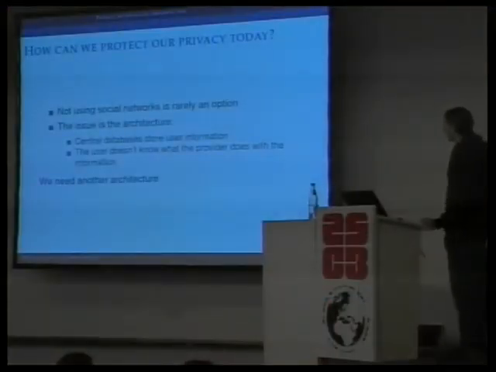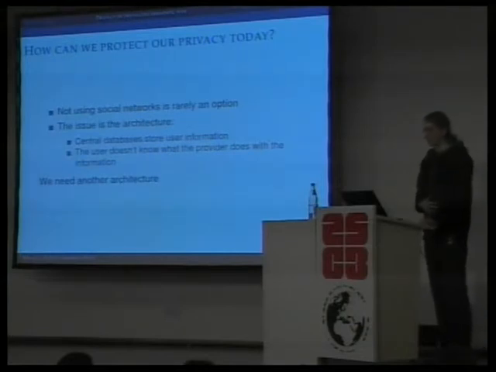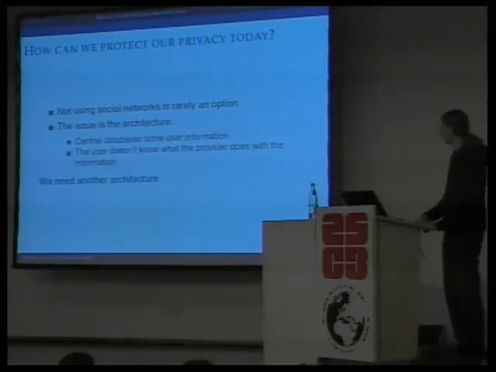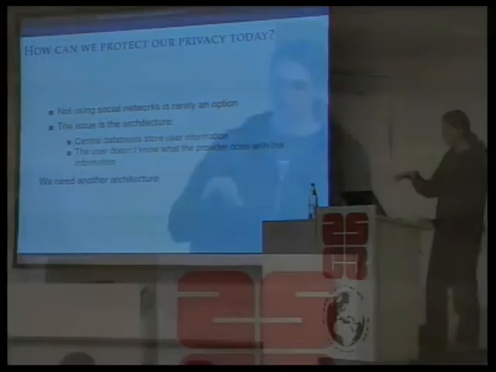So how can we protect our privacy today or tomorrow? If you suggest to your friends not to use social networks, I think they won't listen to you. And I know that many people who are concerned about their privacy use social networks anyway because they don't want to lose the contact to others. So the issue, I think, is the architecture. The architecture that there is a central database where users store their information in order to share it with friends. And the user does not know what the provider does or what he will do with the data in future. And I think we need another architecture.